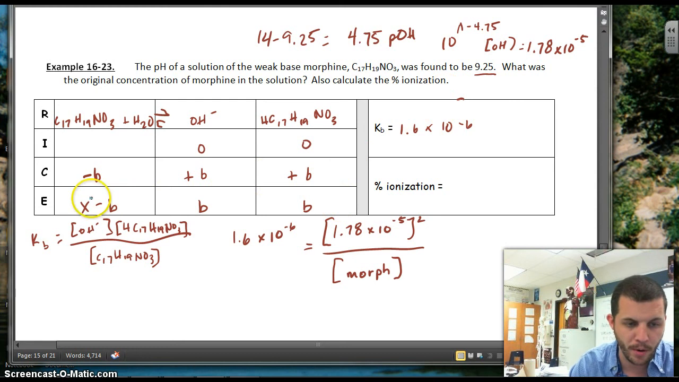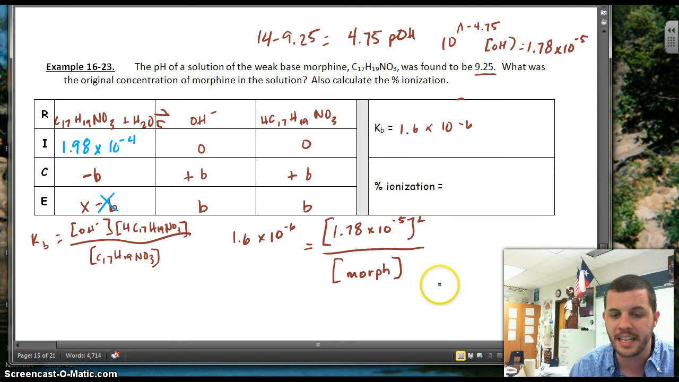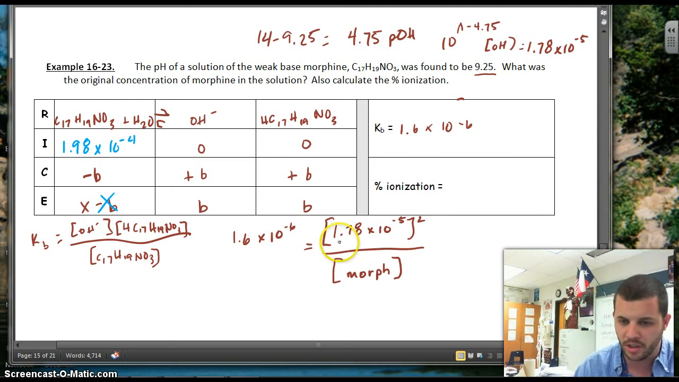Now, let's remember that this was x minus b, but this value for b is really small, so we're going to say that that's negligible. That's also important to remember. So I've gone ahead and typed this into my calculator, and I got that this value right here for morphine is 1.98 times 10 to the negative 4th power. So that is what we do. All I did was pretend like that was x, and I just solved for x.